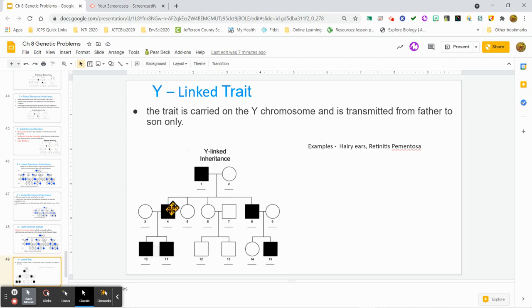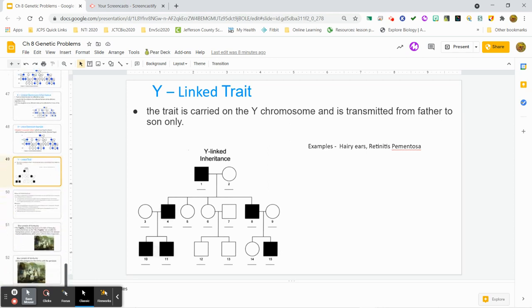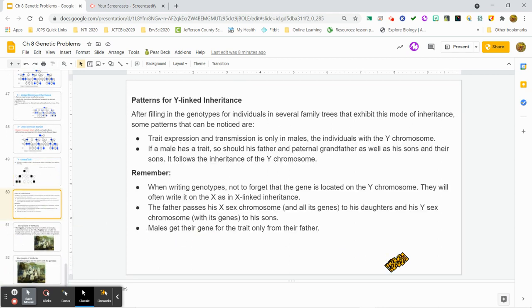So he gave the Y to this son, and he gave the Y to this son. This dad gave the Y to this son, and he gave the Y to these sons. Right? So this dad was unaffected, so he didn't give it to his sons. Examples of this would be hairy ears and retinitis. Okay, so I'll skip that.